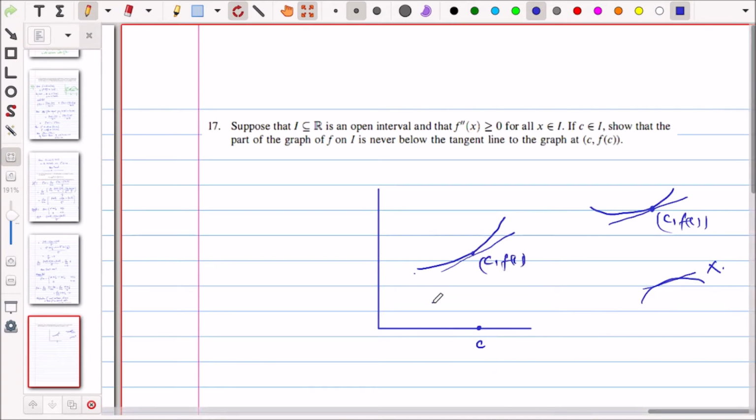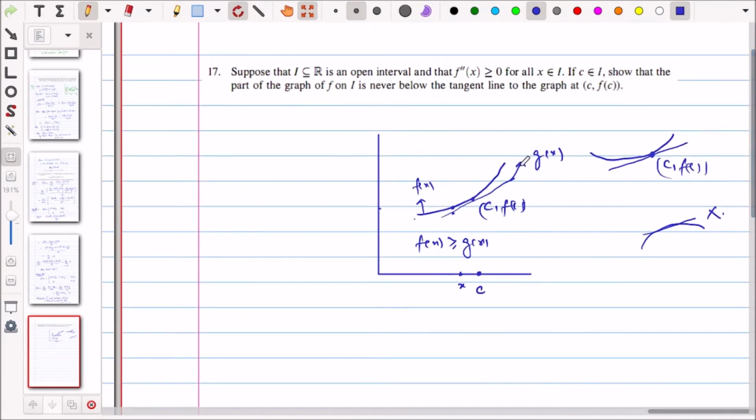So for any point in this neighborhood around C, if we pick any point X, then f(x), and this is the image of X on the line. So this f(x) should be greater than this point. That is what we have to show. If the equation of this line is g(x), and the equation of this curve is f(x), then basically we have to show that f(x) is greater than or equal to g(x). g(x) is the equation of the line. Okay, so this is what we have to show.